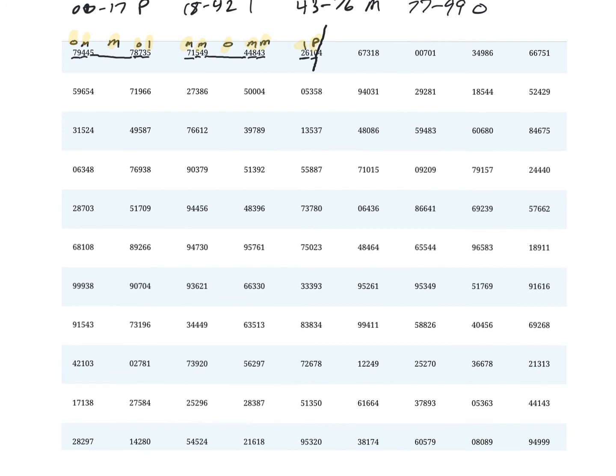And now we pick up from there. 46. M. 73. 73 M. It's okay. 18. 1. OO. Now you see why we do the OOs.